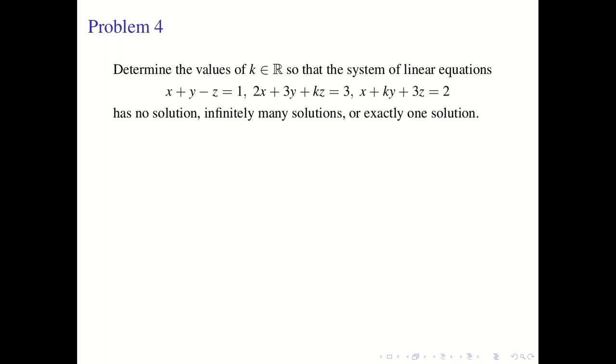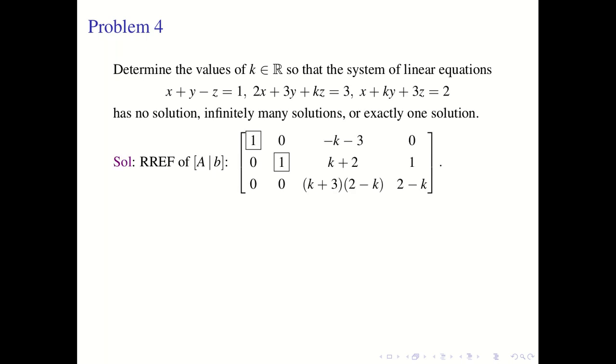Determine the value of k in this system so that the system of linear equations x plus y minus z equal to 1, 2x plus 3y plus kz equal to 3, x plus ky plus 3z equal to 2 has no solution, infinitely many solutions, or exactly one solution. So we have to find k such that this has no solution first.